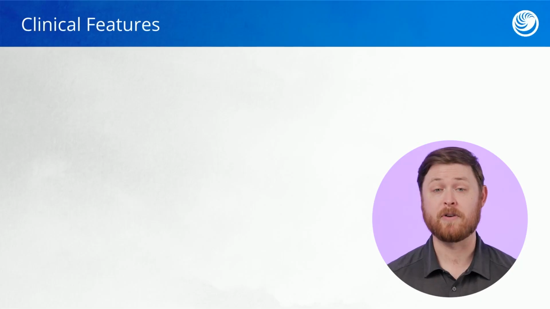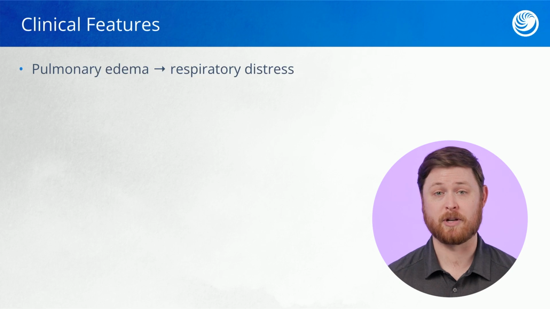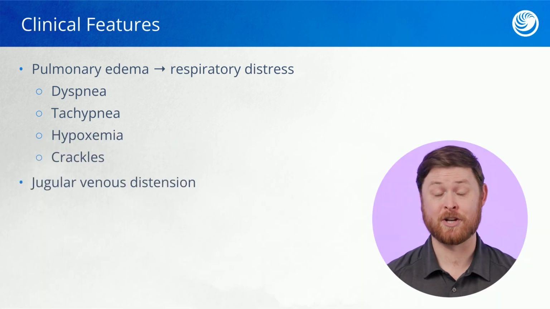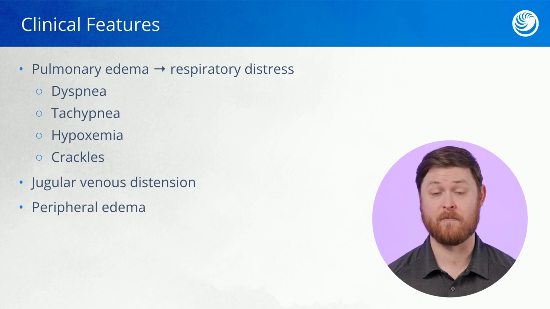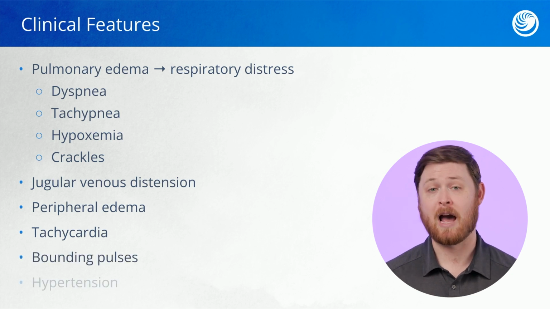Therefore, clinical features include pulmonary edema, which can lead to the development of respiratory distress that manifests as dyspnea, tachypnea, hypoxemia, and adventitious lung sounds like crackles. Jugular vein distension and peripheral edema can result from venous congestion, tachycardia, as the heart works to push a larger than normal amount of fluid volume throughout the body, bounding pulses, and hypertension.